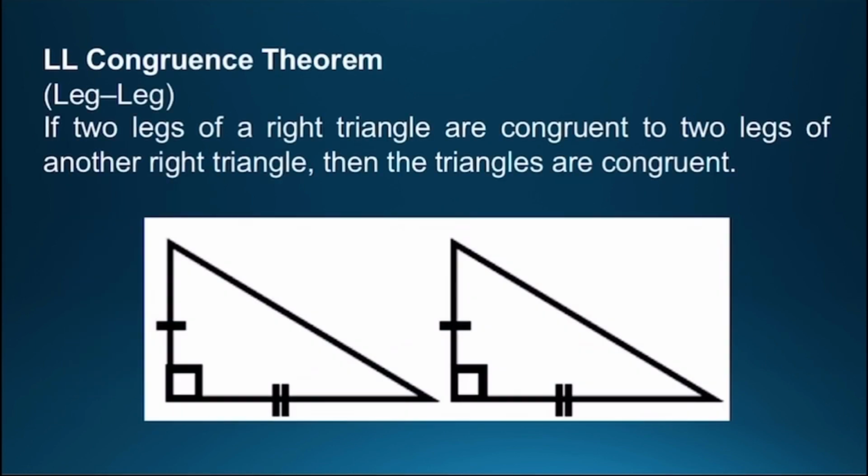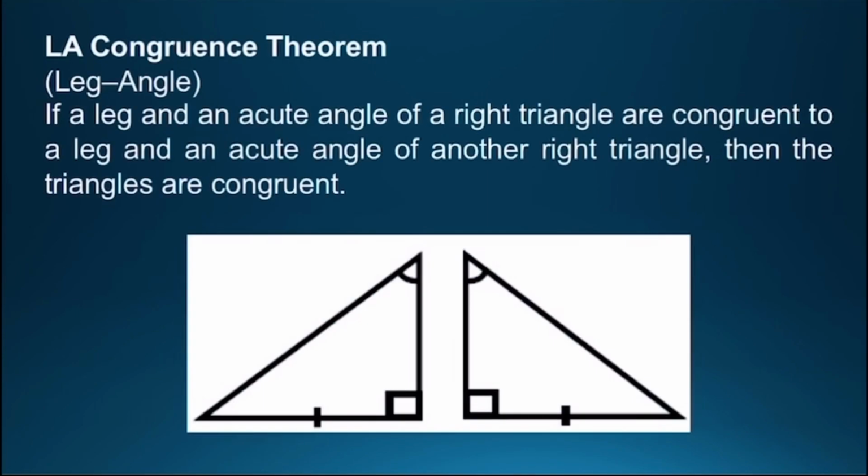And for our LL congruence theorem or the leg and leg, if two legs of a right triangle are congruent to two legs of another right triangle, then the triangles are congruent. Next, for LA congruence theorem or the leg and angle, if a leg and an acute angle of a right triangle are congruent to a leg and an acute angle of another right triangle, then the triangles are congruent.